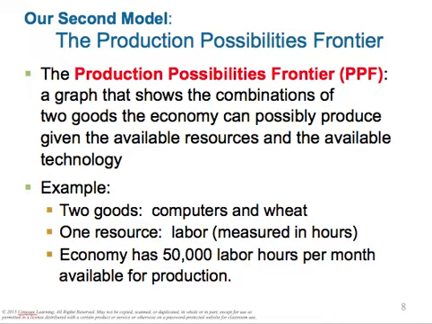Now, in this example in the slides, which is slightly different from what you see in the book, there are two goods that can be produced: computers and wheat, obviously two very different goods. There's one resource, labor, which is measured in hours. How much labor does it take to produce computers, and how much labor does it take to produce wheat, and what is the cost associated with that labor? Now, we're going to assume here the economy has 50,000 labor hours per month available for production.